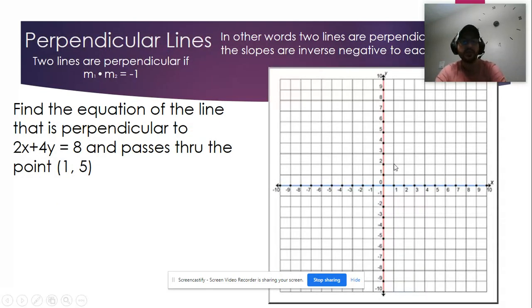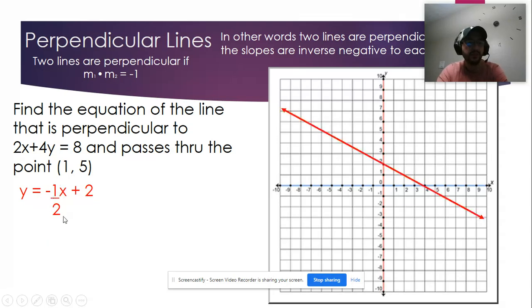Now, we have this example. Find the equation of the line that is perpendicular to 2x plus 4y equals 8 and passes through the point (1, 5). First, I need to find the slope of the one that is given, so I need to solve for y. If I solve for y, it should look like this: y equals -1/2 x plus 2. So this is the slope of the first one.